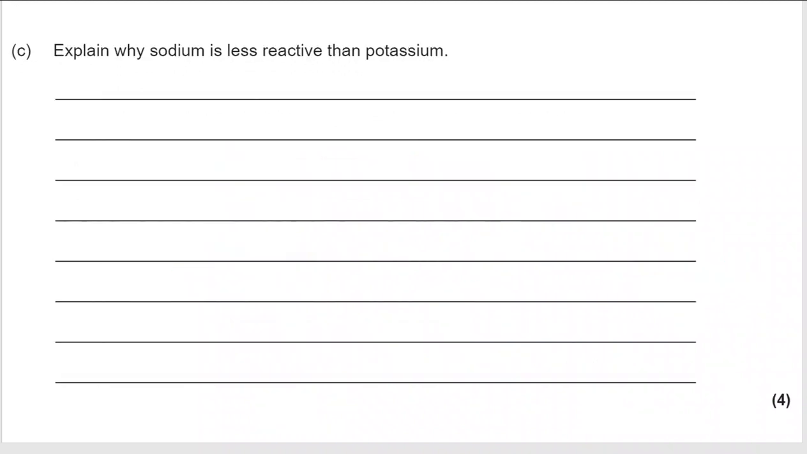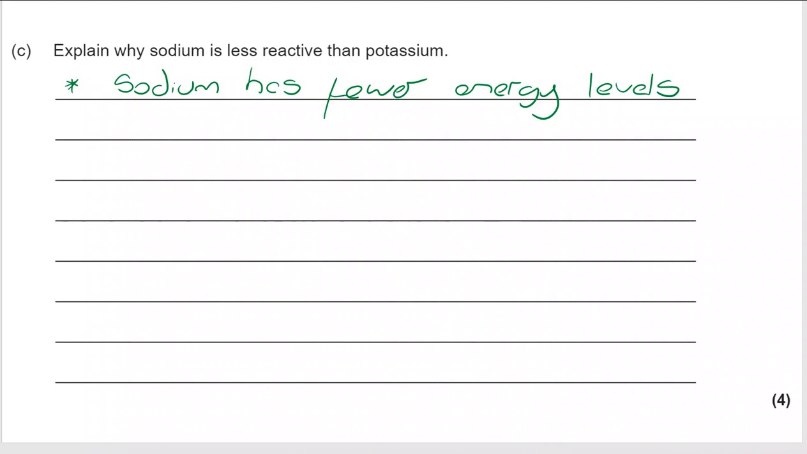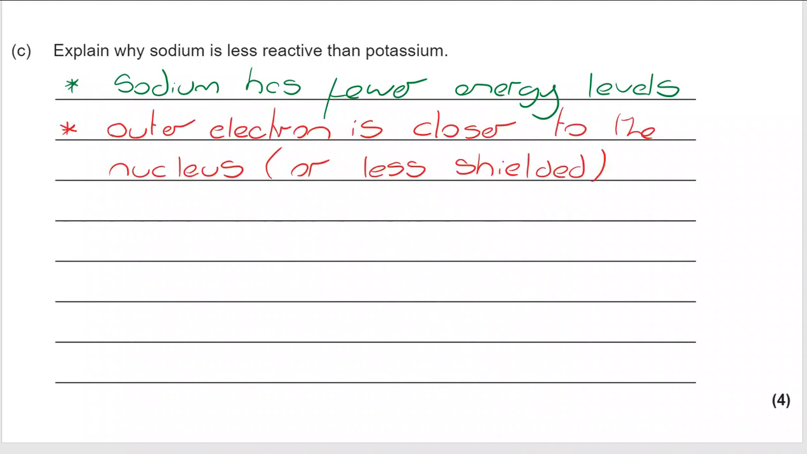On to part C, why is sodium less reactive than potassium? So we know that reactivity increases going down group 1, as it does for group 2. Sodium has fewer energy levels than potassium. You can start by describing the physical differences between them. That means the outer electron in sodium is closer to the nucleus. If it's closer to the nucleus, it's also got less electrons between the nucleus and it, so it is less shielded.